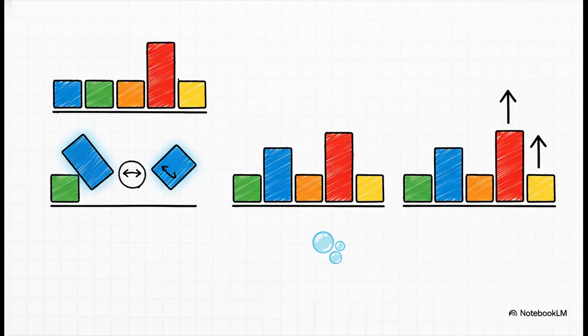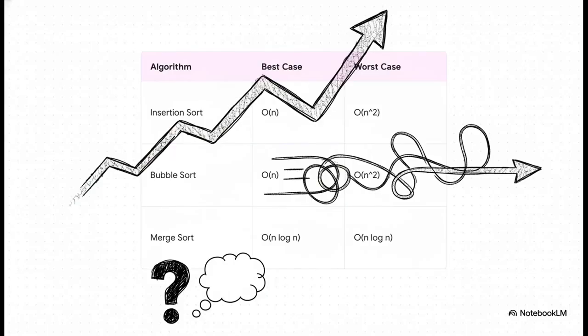Okay, here are the official race results. We measure this using something called Big O notation, which is just a fancy way to describe how an algorithm's runtime grows as the list gets bigger. Now, look at merge sort. It's super consistent, with a worst case of O(n log n). Now, look at insertion and bubble sort. Their worst case is O(n²). That might not sound that different, but believe me, it is dramatically slower as the list grows. The takeaway here is huge. The algorithm you choose matters a lot.